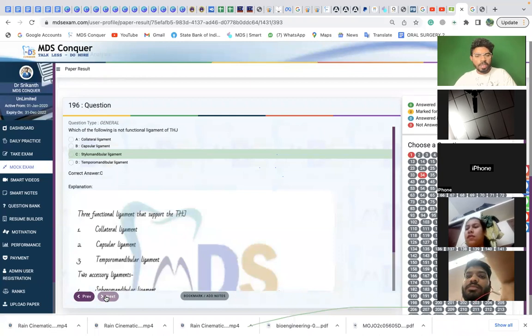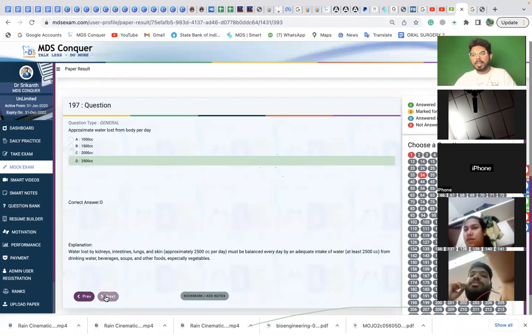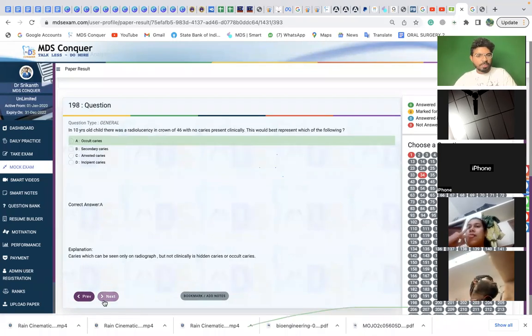Ligaments of temporomandibular joint, easy. This is a general question. This is a general fundamental question. They call them fundamental questions. Means you should know the basics of life. Some questions may come on basics of life. Okay. So I'm not calculating this also.